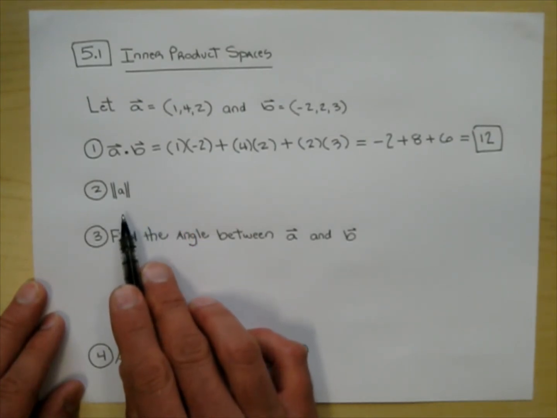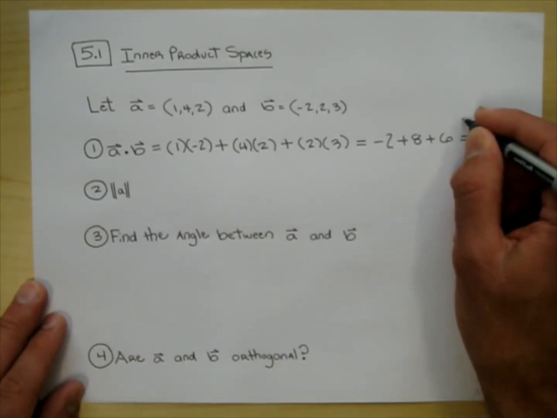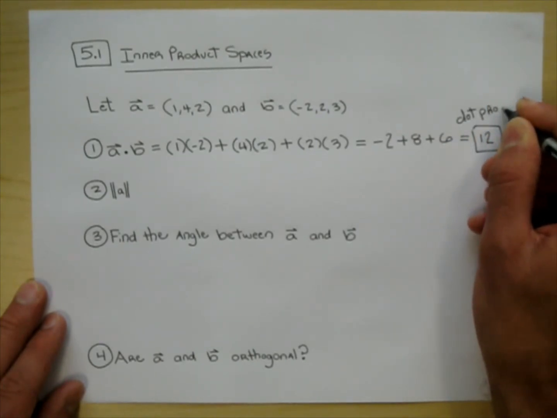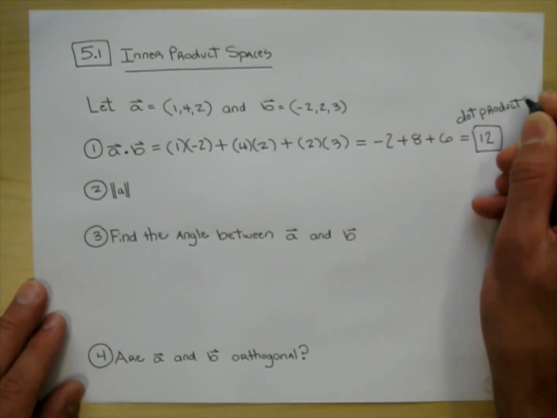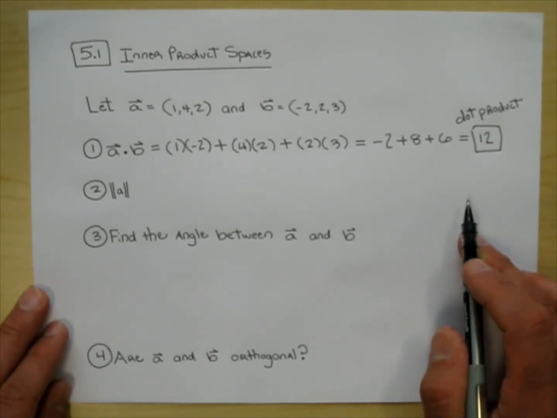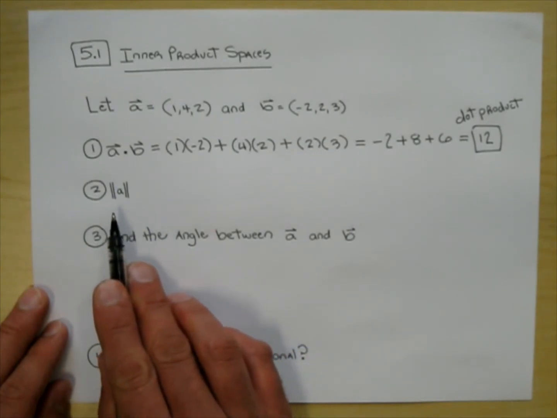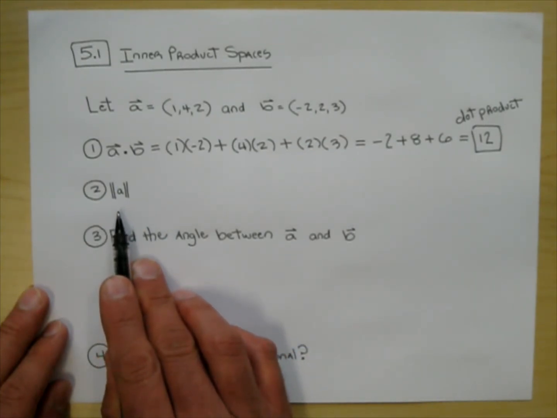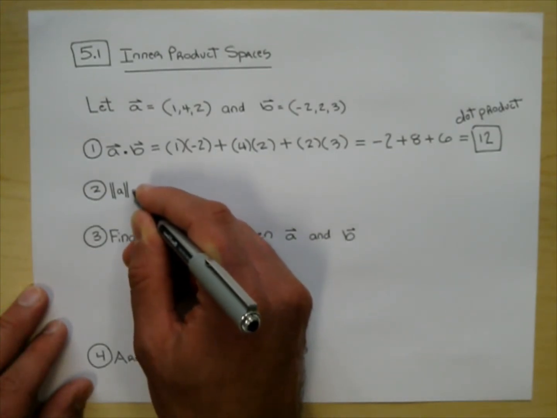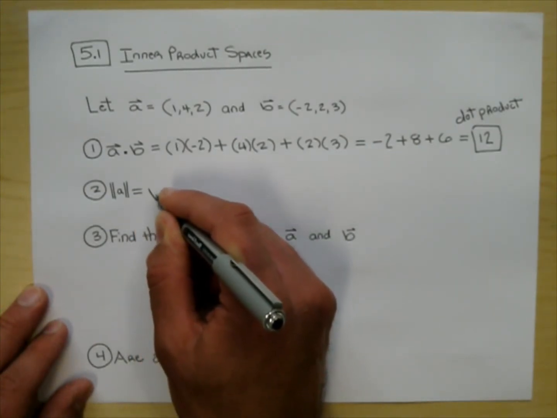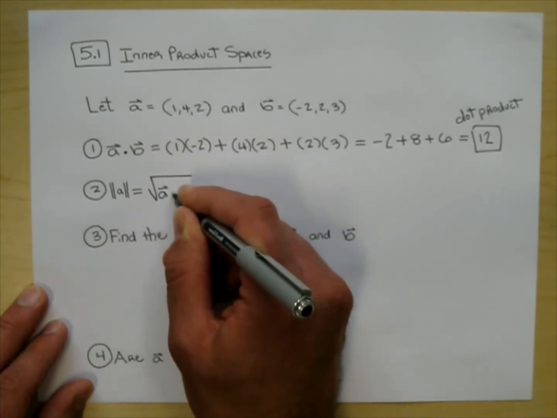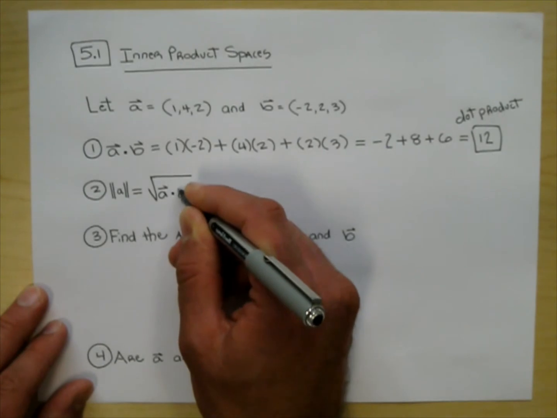Now, this right here, why don't I label this? This is dot product. I do understand there is a cross product, and we're not covering the cross product. We're just covering the dot product. This right here is the length of vector A. The formula for the length of vector A is the square root of A dotted with itself.